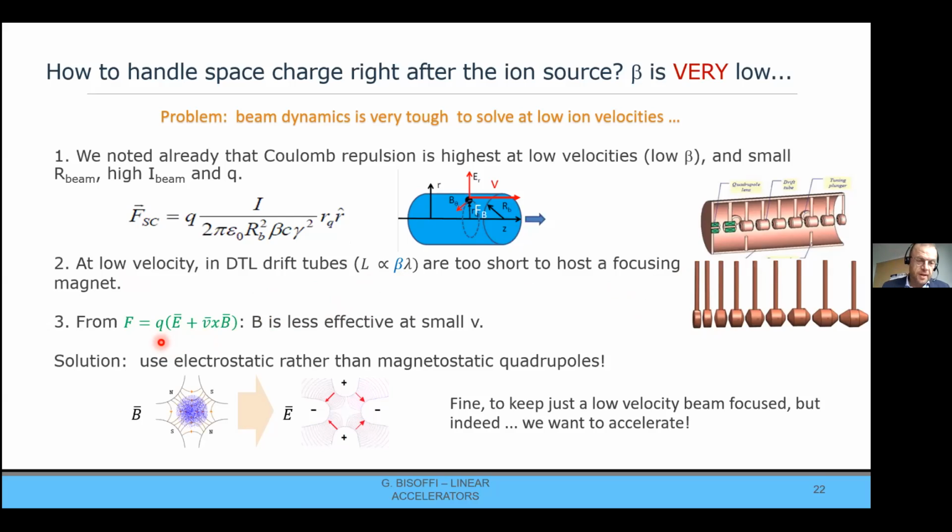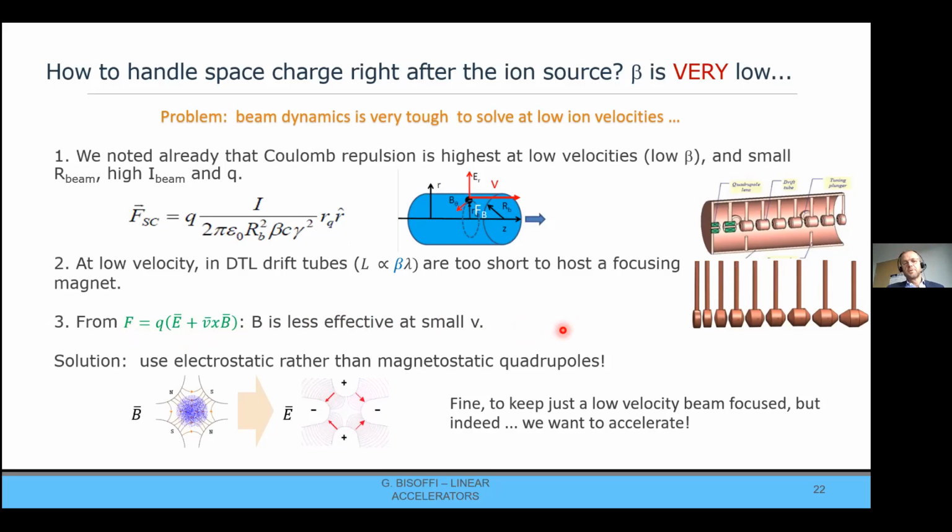And the third reason is that if you look again at the Lorentz force and this part, the focusing part, B is in general less effective as a focusing function at small values of the velocity, because the force given by the magnetic field is indeed the vector product of the velocity times the field. So if you have a low velocity, even for a given magnetic field, the focusing force will be small.